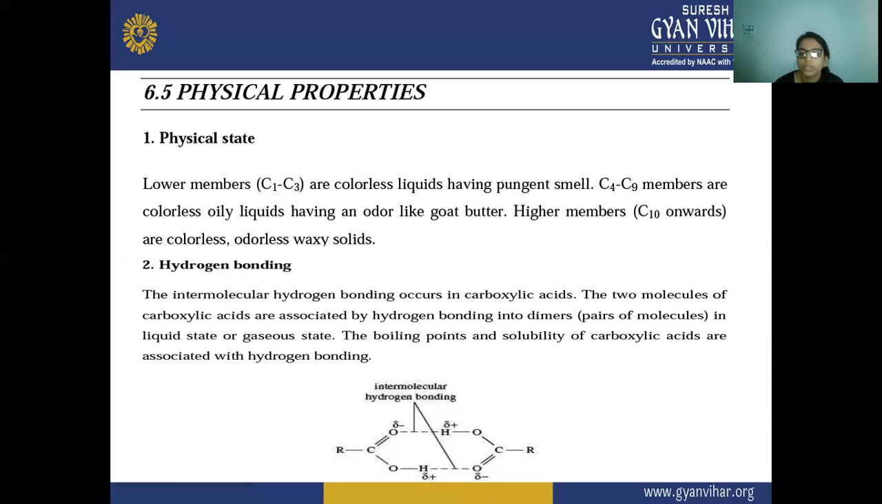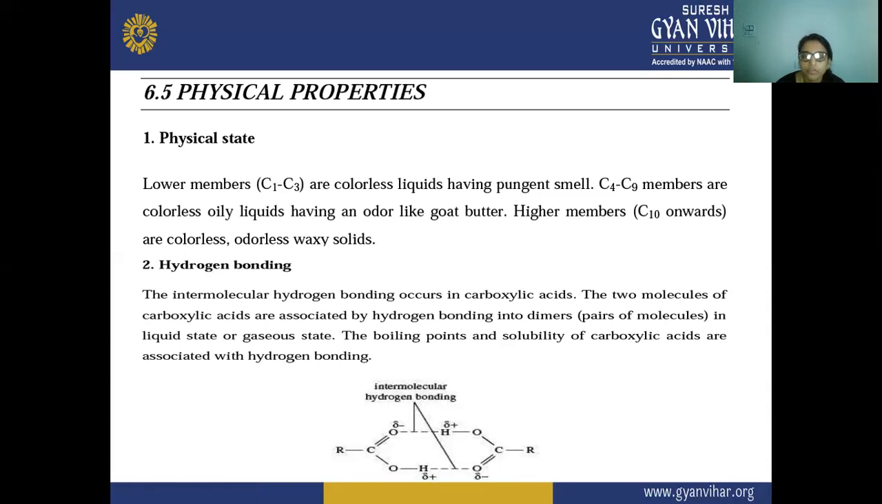Intermolecular hydrogen bonding occurs in carboxylic acid, and two molecules of carboxylic acid are associated by hydrogen bonding into dimers. So they form a dimer, meaning a pair of molecules, in the liquid state as well as in the gaseous state. And the boiling point and solubility are dependent on this hydrogen bond.